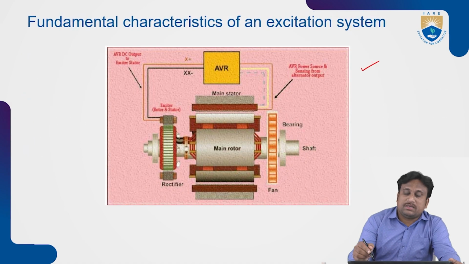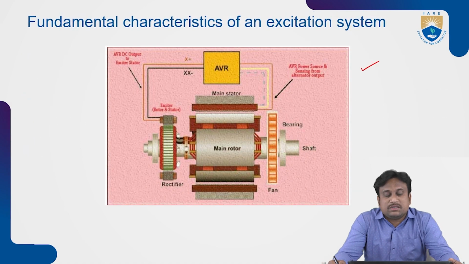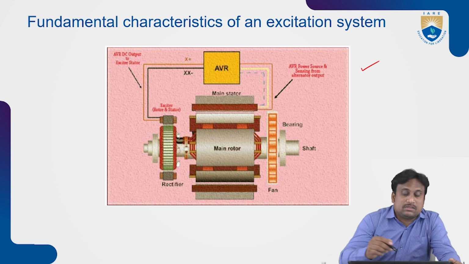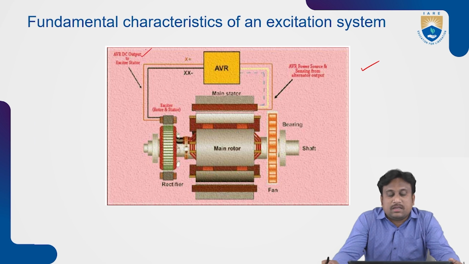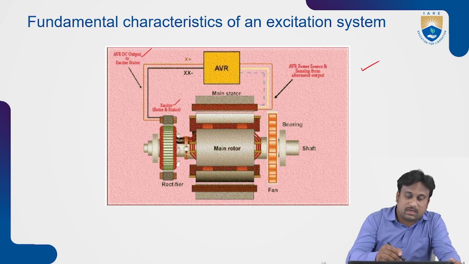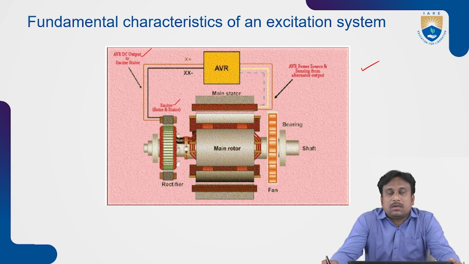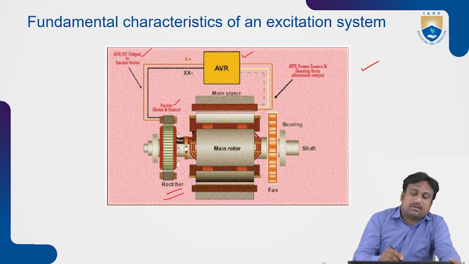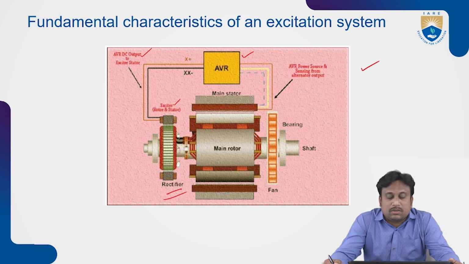This is the basic diagram representing how the excitation system is provided. This is the AVR DC output to the exciter stator, and here is our exciter with the rotor and stator coupled in nature. This is the automatic voltage regulator connecting to the exciter block, in addition to the rotor and stator. This is a rectifier element which is coupled to the shaft of the main rotor.